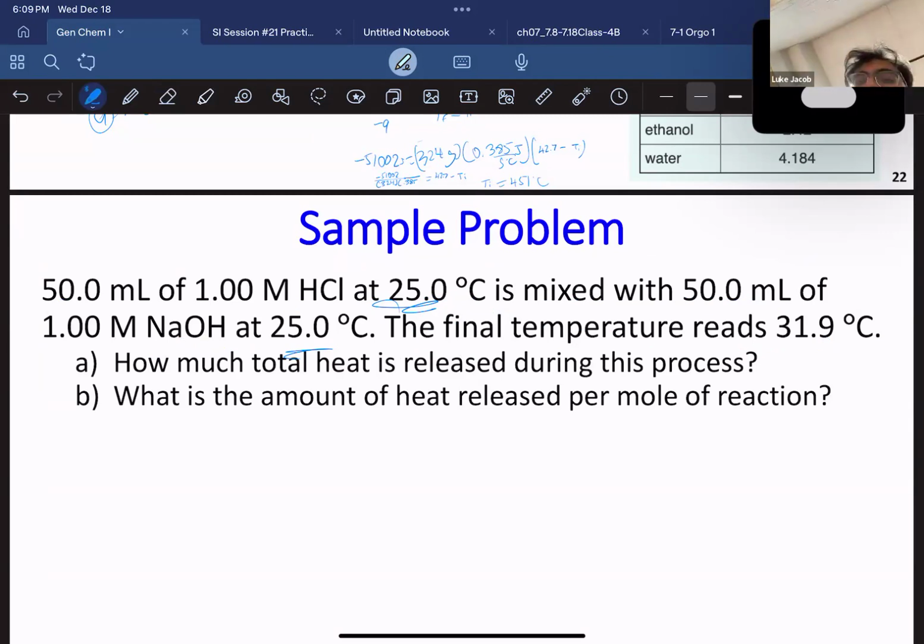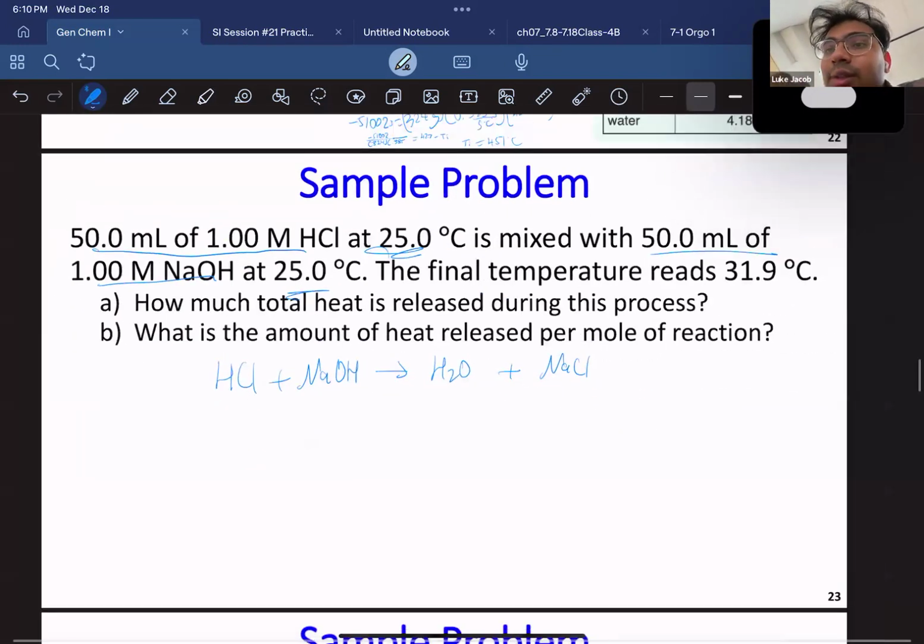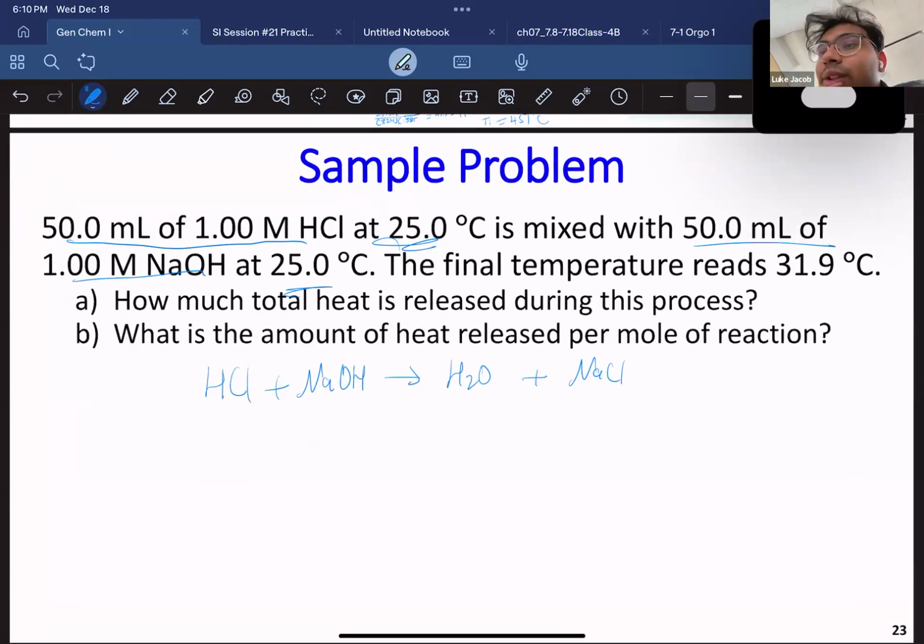All right, so we have 50 milliliters of 1 molar of this, and we have 50 milliliters of 1 molar of this. So the first thing ever is to write the reaction. So it'd be HCl plus NaOH yields H2O plus NaCl. Okay, so salt and water. It's an acid base reaction, so it's reacting in a 1-to-1 mole ratio.